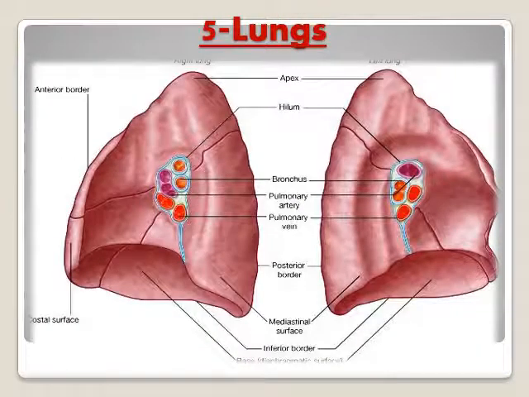The fifth part of the respiratory system is the lungs. We have two lungs, the right lung and the left one. Each lung is nearly a half cone-shaped structure, having an apex, as you see in the diagram, and a base below. Each lung has two surfaces: the medial concave surface and the lateral convex surface. The medial concave surface contains the hilum, through which structures enter and come out of the lung, like the bronchus, pulmonary artery, and pulmonary vein.